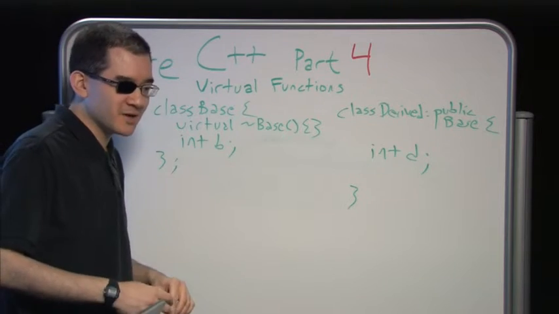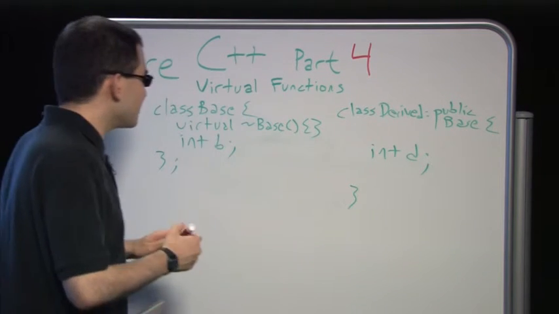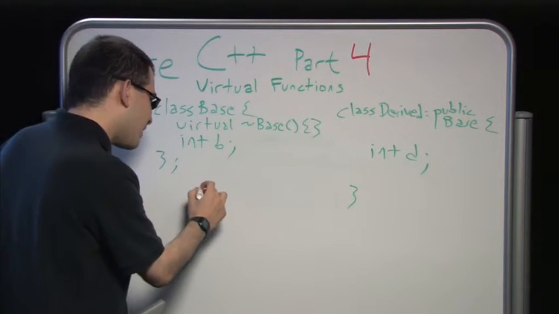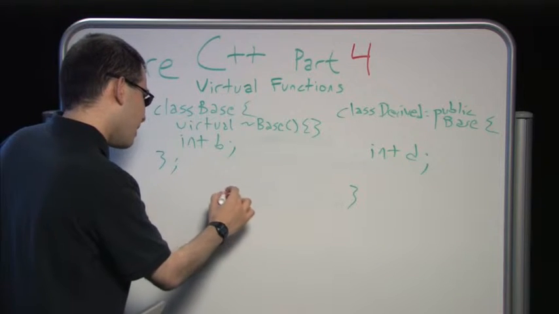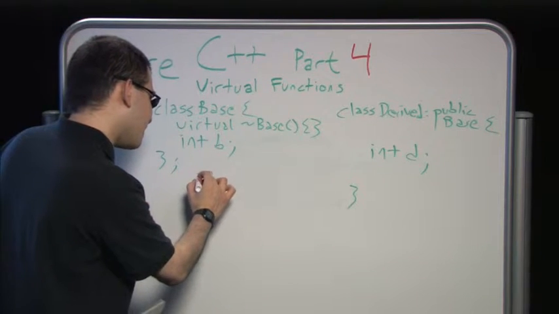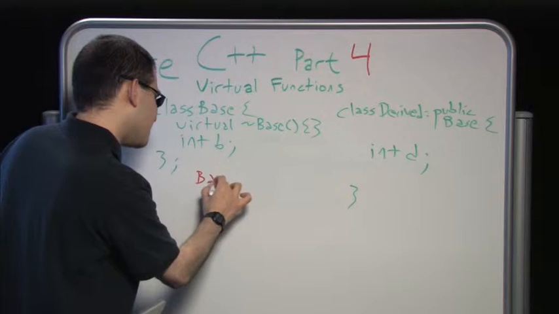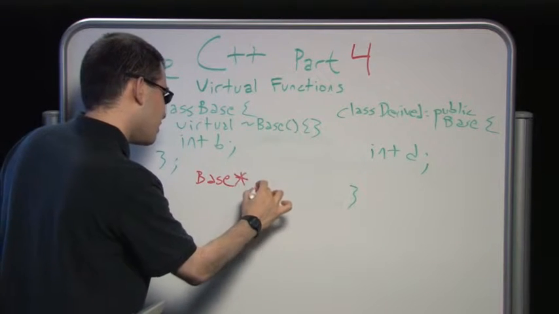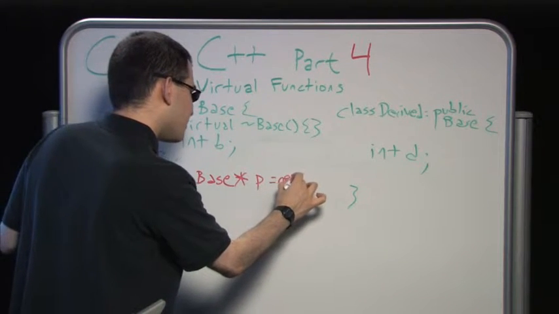And this sets up something actually really bad. So nothing here is stopping me from, imagine I've got a, let's see, how do I want to do this? Imagine I've got a base star p is new derived.